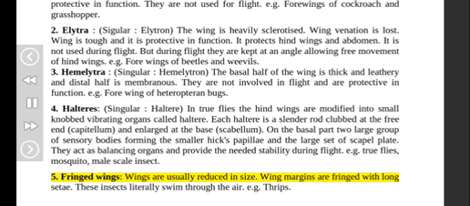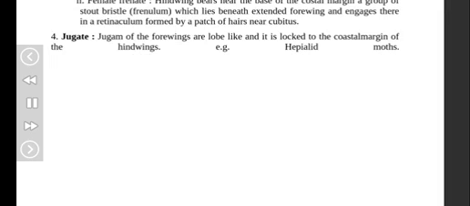5. Fringed wings. Wings are usually reduced in size. Wing margins are fringed with long setae. These insects literally swim through the air. E.g., thrips.